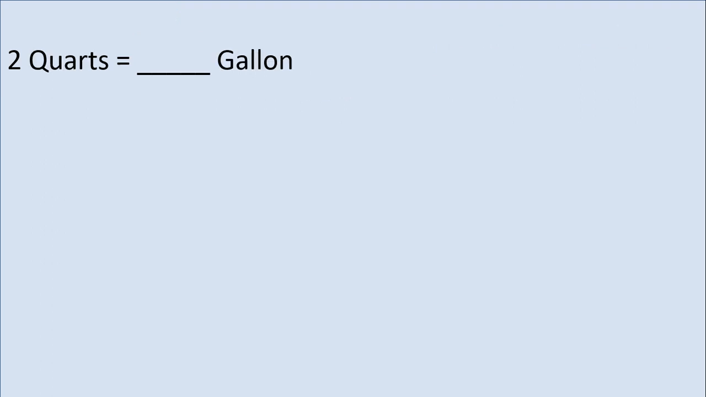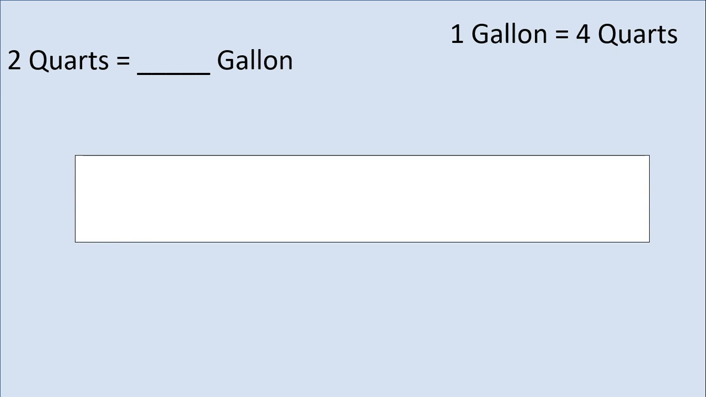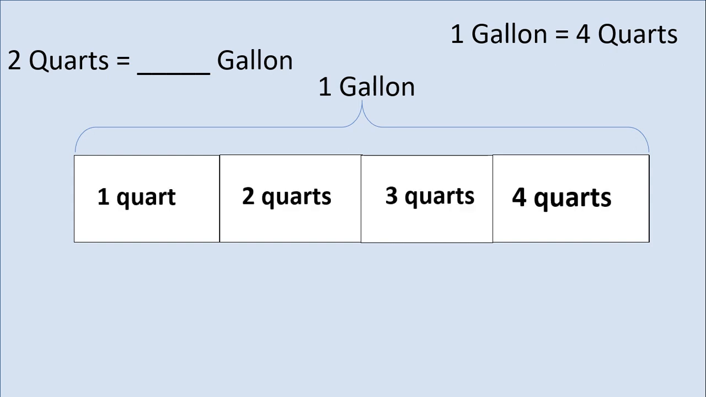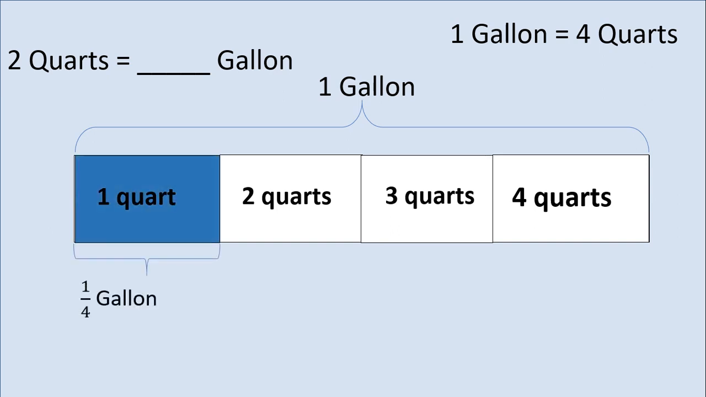Here we have 2 quarts. We want to rewrite this as gallons. 1 gallon is equal to 4 quarts. So here's our tape diagram. The whole tape diagram is worth 1 gallon. We're going to break this into 4 parts because there's 4 quarts in a gallon. That means each part is worth 1 quart. 1 quart is worth 1/4 of a gallon.